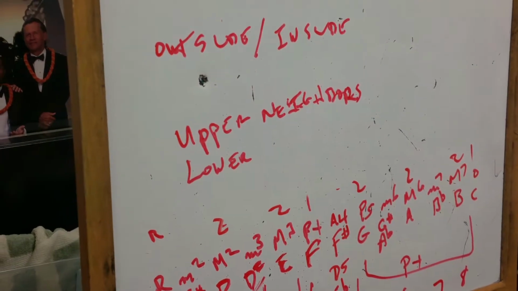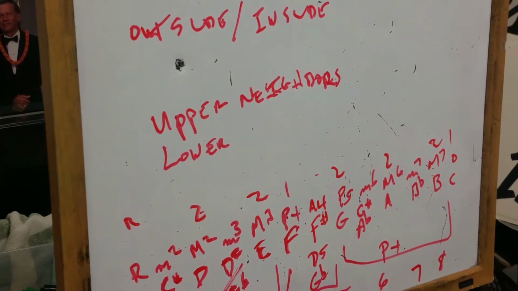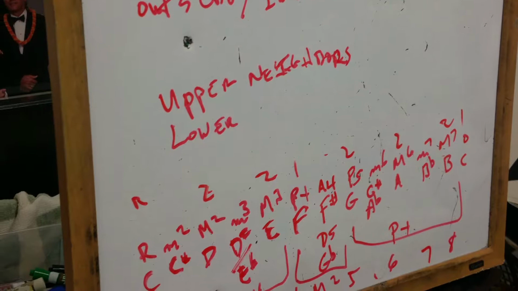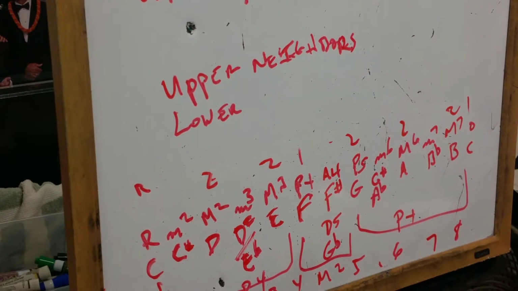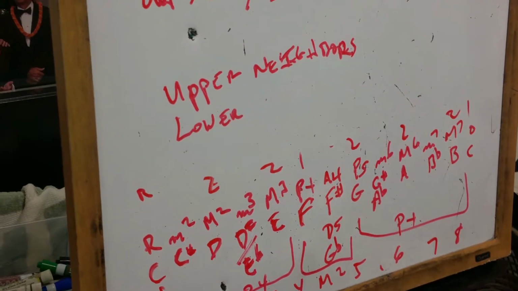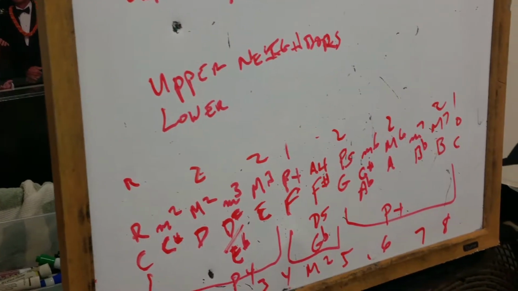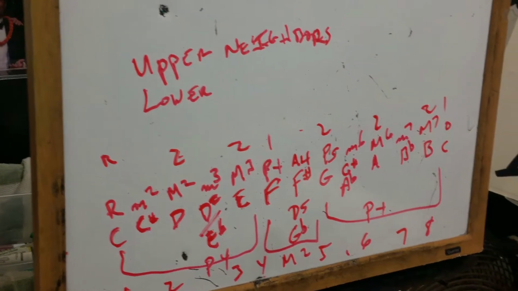So what is the upper neighbor of F? F sharp. Go to G. What is the lower neighbor of G? G flat. And that happens throughout the fingerboard. So please, if you have any questions, please let me know again. So I'm addressing upper neighbors and lower neighbors.